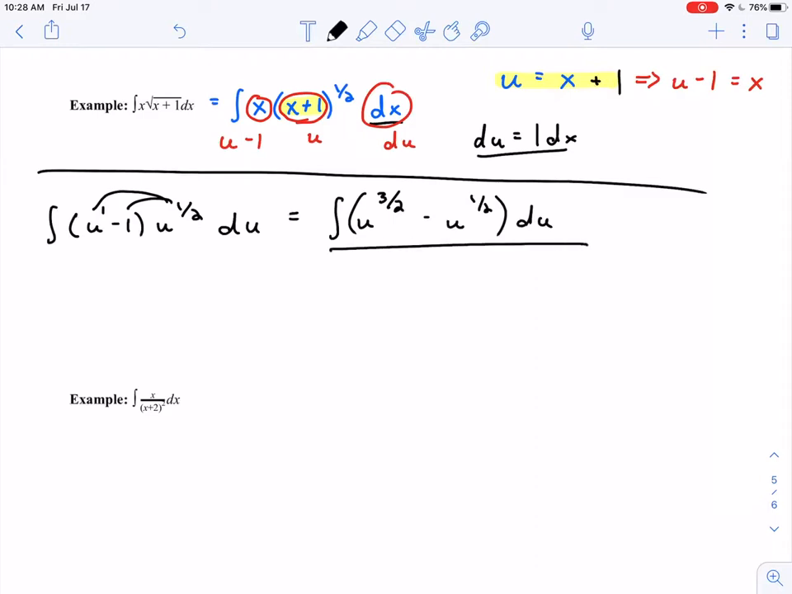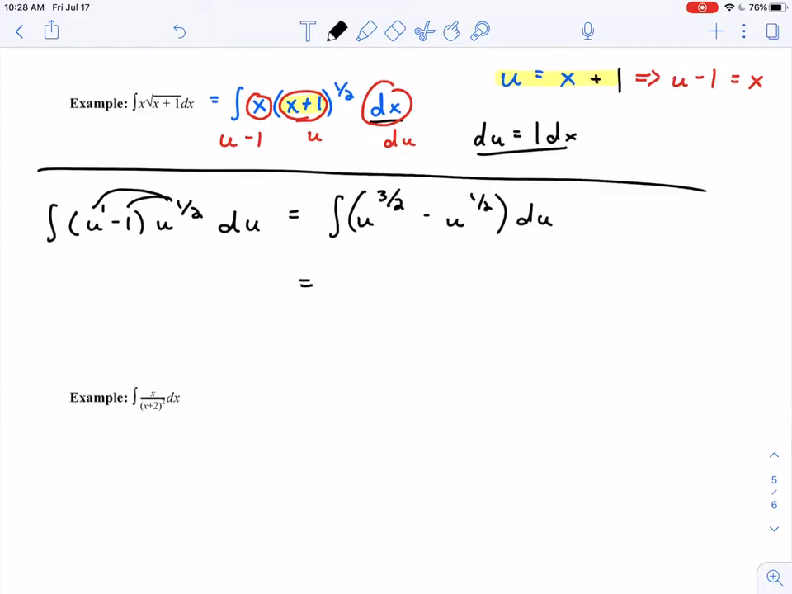This is now a lot easier for me to manage because I can just do the power rule here, and I can do the power rule here. So let's do the power rule. I will have u, adding 1 to the power. That will give me 5/2. Rather than divide by that fraction, I will multiply by the reciprocal, so I'll multiply by 2/5.